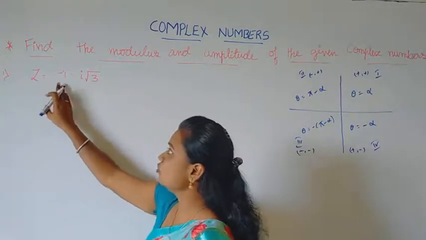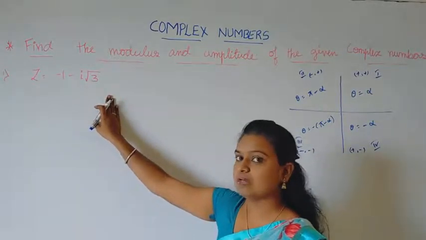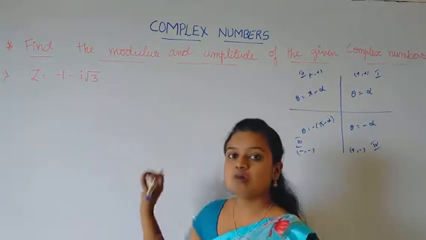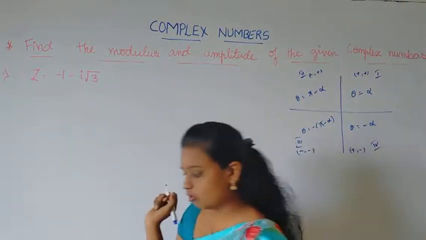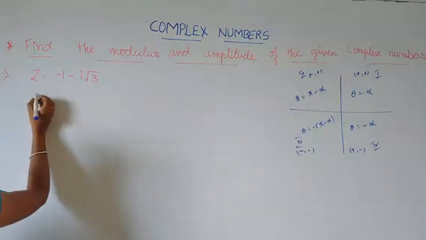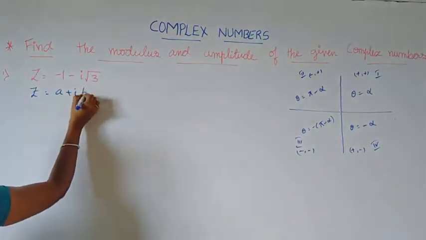z is equal to -1 minus i root 3. This is a complex number, right? So we have to find the modulus and amplitude for this complex number. Okay. So first, this is of the form z is equal to a plus ib, right?